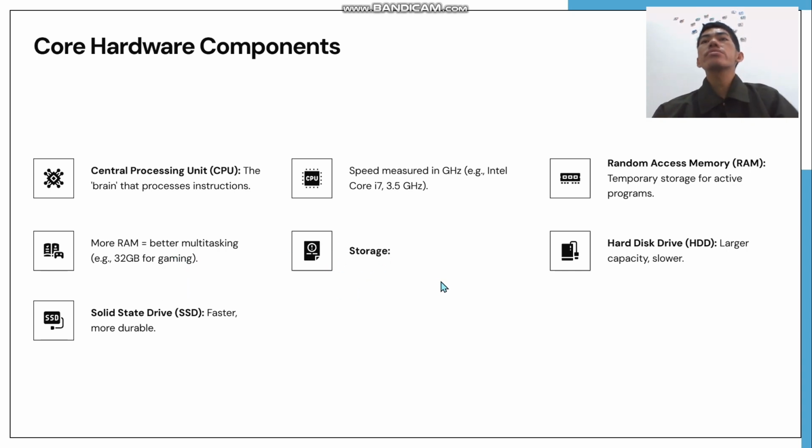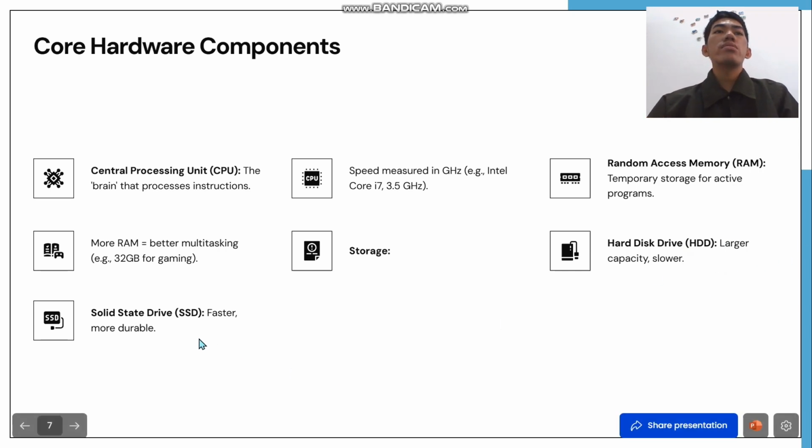And the next is storage. For example, the hard disk drive or HDD. It has larger capacity but is slower. And another is the solid state drive or SSD. It is faster and more durable.